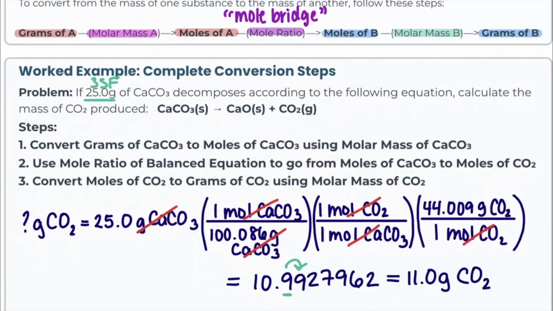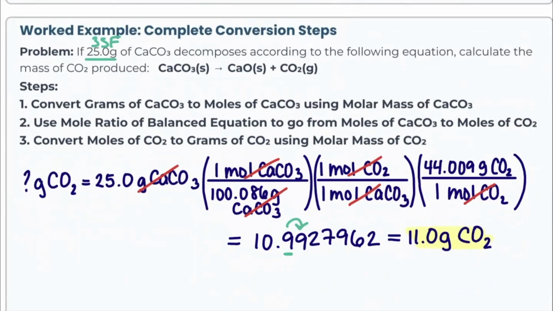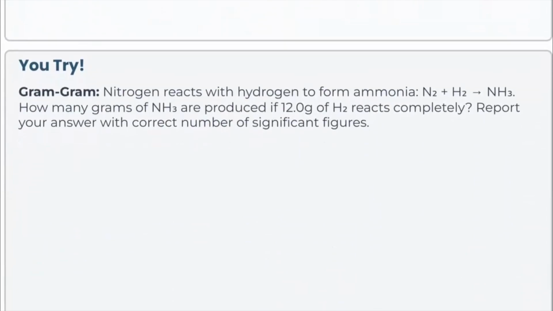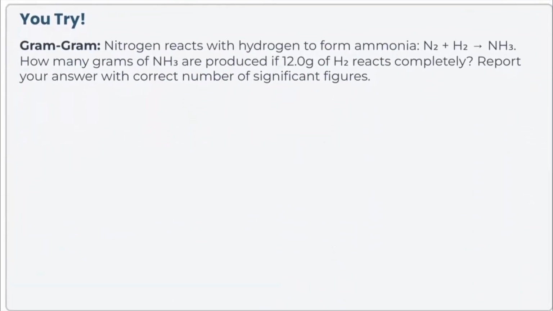Now, I encourage you to go ahead and pause the video and try this next problem on your own. And when you're ready, press play and we'll walk through it together. So the question states, nitrogen reacts with hydrogen to form ammonia in the following reaction. How many grams of ammonia are produced if 12 grams of hydrogen reacts completely?